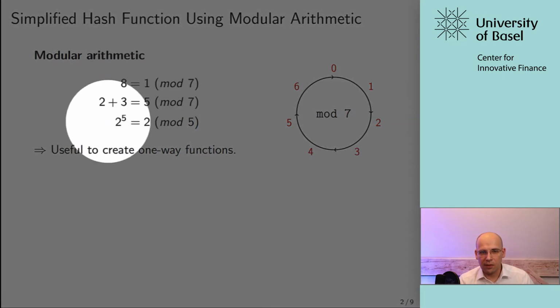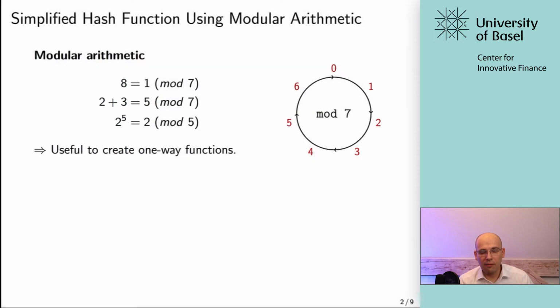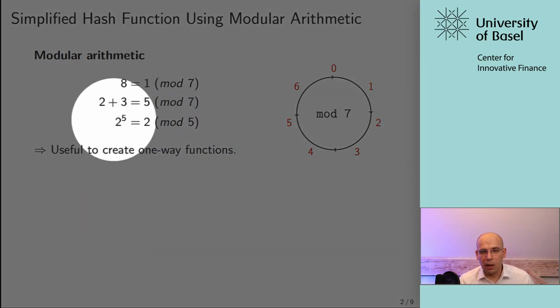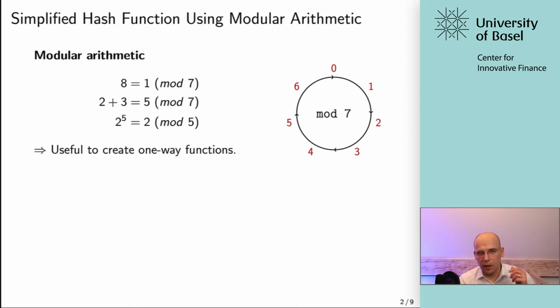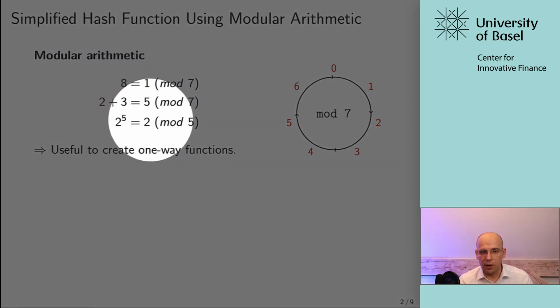Here, 2 plus 3 is 5. 5 mod 7, you can divide it 0 times. What is left is 5. 2 to the power of 5, so that would be 2, 4, 8, 16, 32. 32 mod 5 can be divided 6 times, then you would end up at 30. The remainder is 2, so the result of this mod 5 is 2.